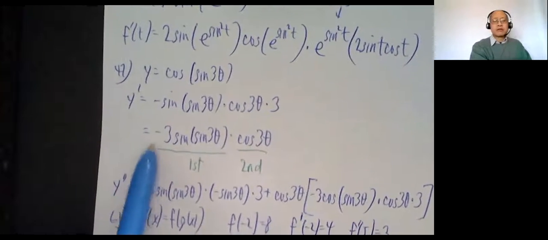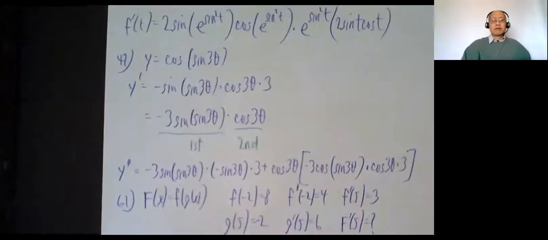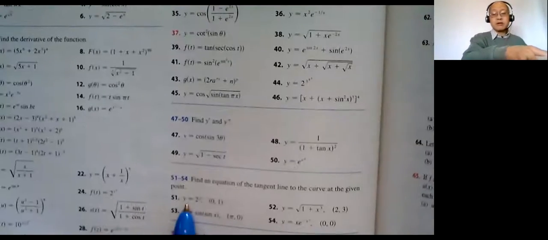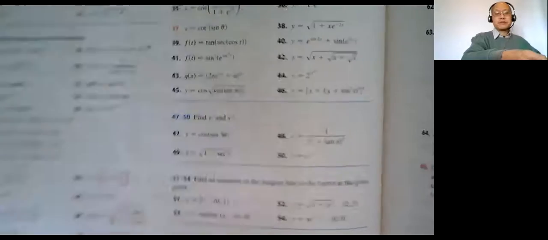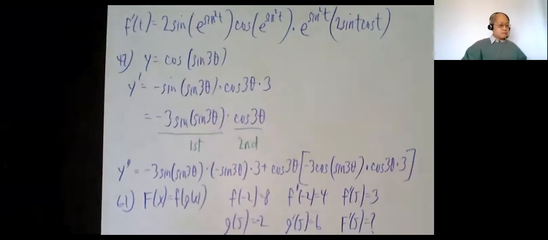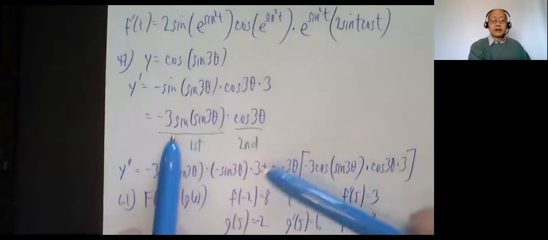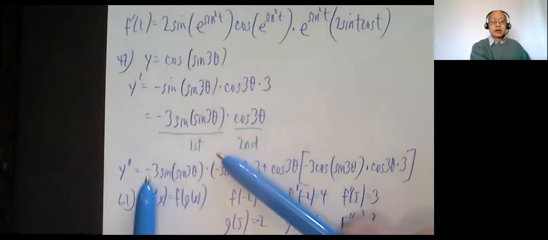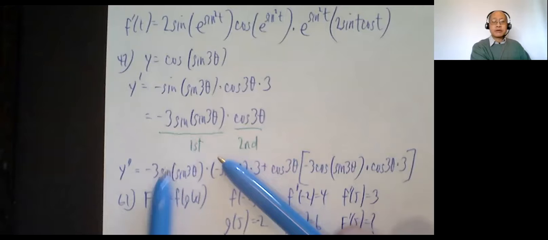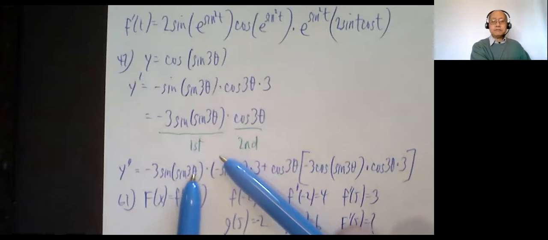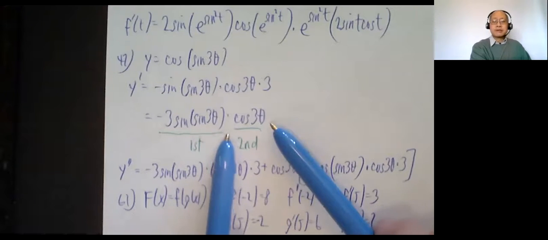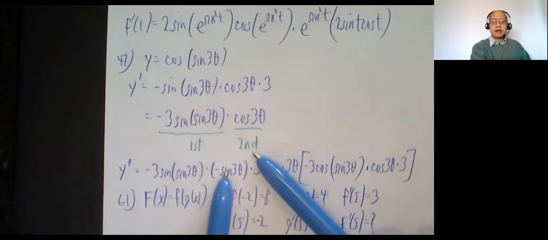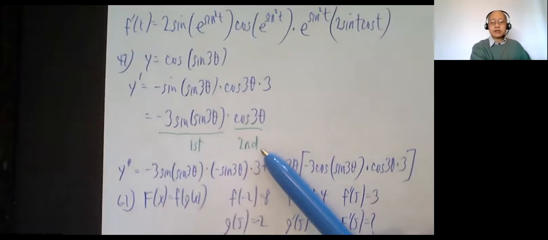So now I have to take the derivative of this mess to find y double prime. Right, the problem asks for y double prime. It's a product. So first function, second function. So here we go. Copy the first function, negative 3 sine of the sine of 3 theta, times the derivative of the second. So what's the derivative? Cosine 3 theta, negative sine 3 theta, and then times an extra 3 by the chain rule.